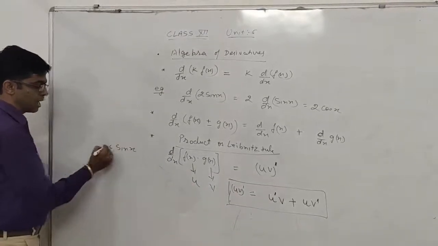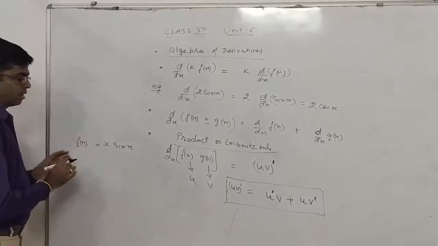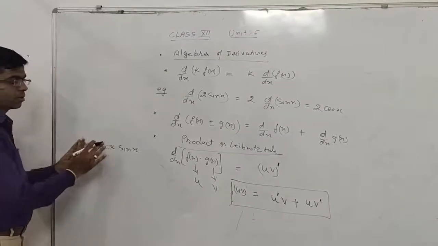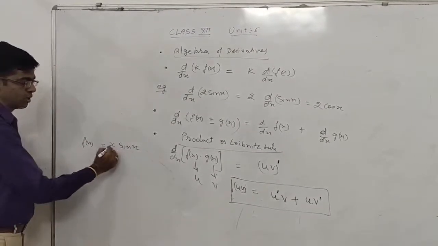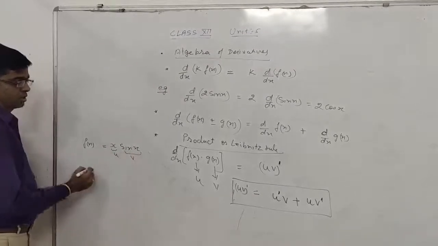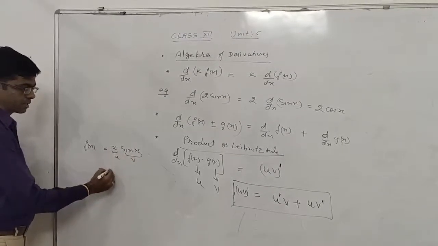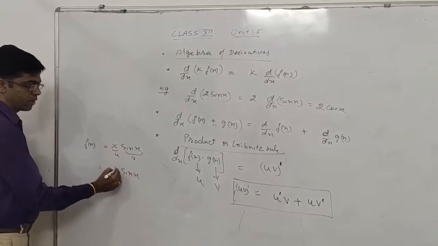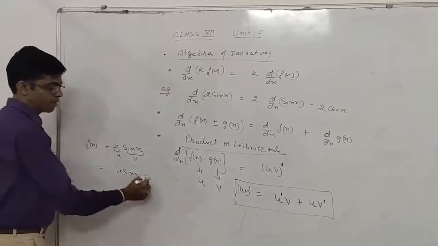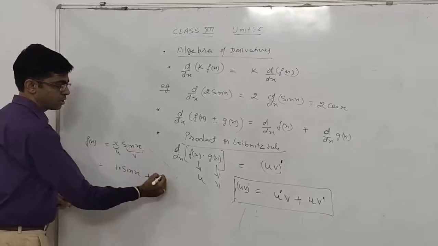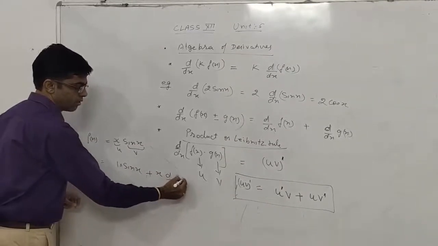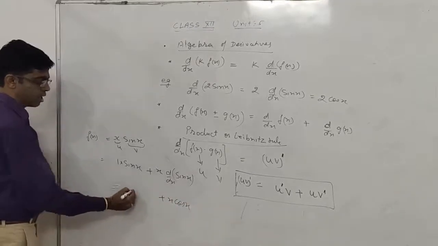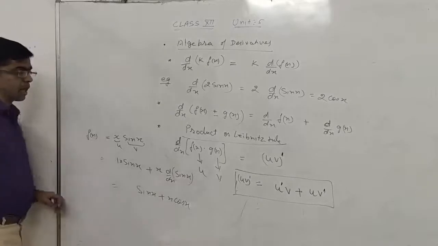For example, the function is x sin x. This is the actual function, and we want to find out f dash x. So this is u, this one is v. Both are functions. So firstly we differentiate this x, keeping sin x the same. So what is the differentiation of x? This is 1, plus. Now this x will come the same, and the differentiation of sin x. What is the differentiation of sin x? cos x. So the final answer will be sin x plus x cos x.